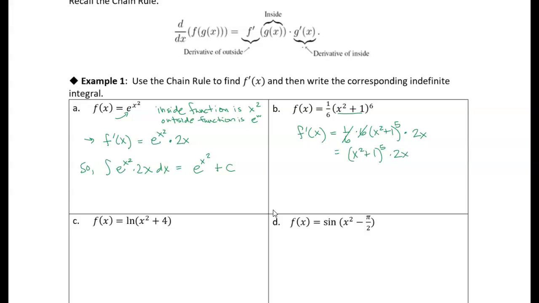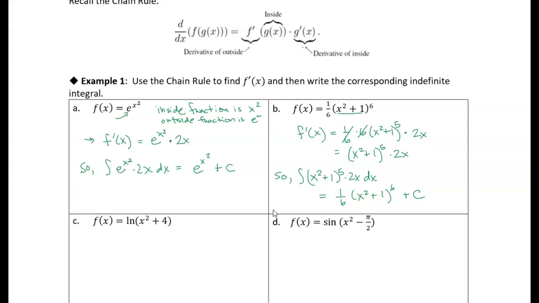All right, so what does that mean? What's the corresponding indefinite integral? What that means is that the integral of the derivative, which was x squared plus 1 to the 5th times 2x dx, is equal to the original function, right? The function we took the derivative of. So 1/6 times x squared plus 1 to the 6th, plus c, because it's an indefinite integral, all right?